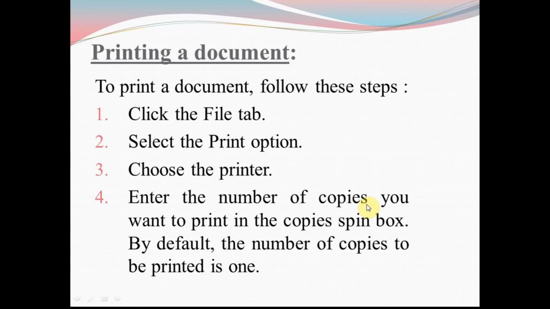First of all, we will click the File tab and from there we will select the Print option. We will choose the kind of printer, and then we will enter the number of copies we want to print in the Copies spin box. By default, the number of copies to be printed is 1. We can change it according to our requirement.